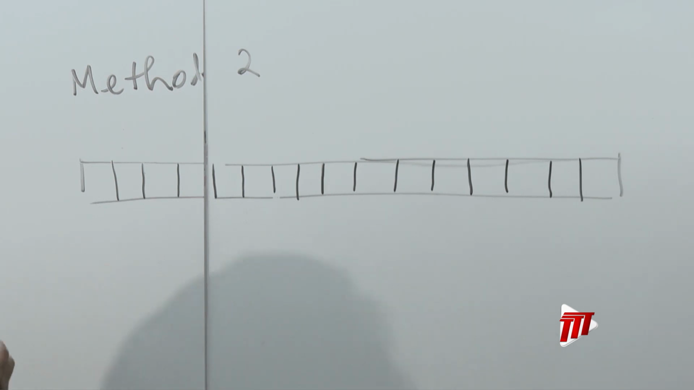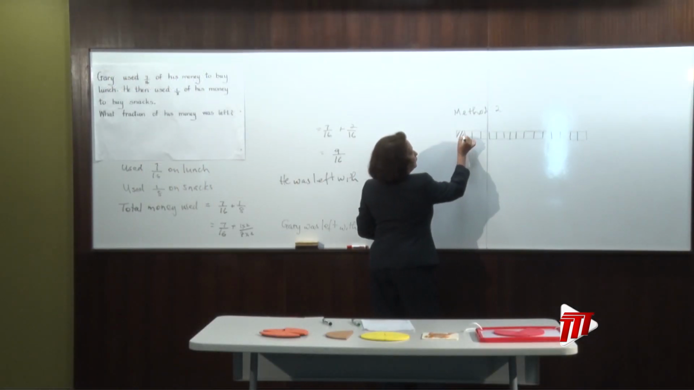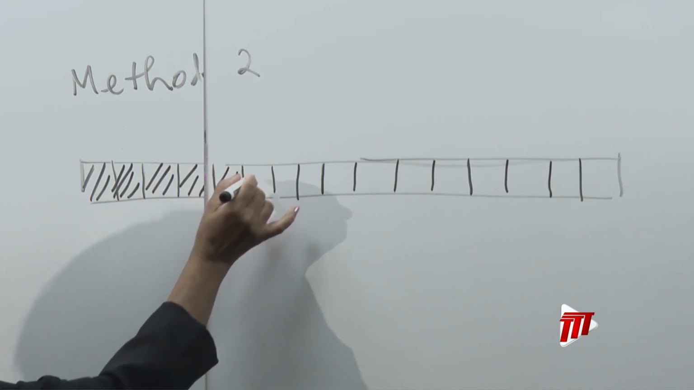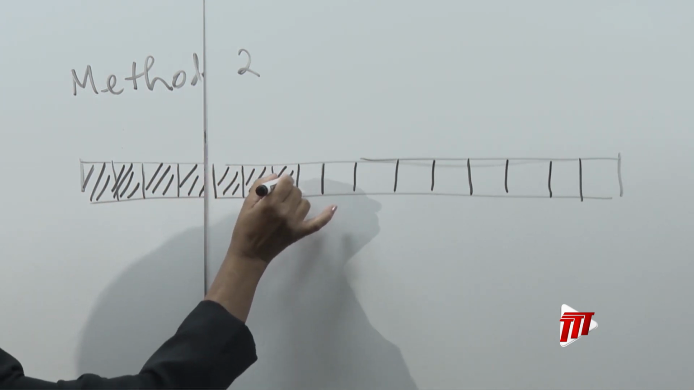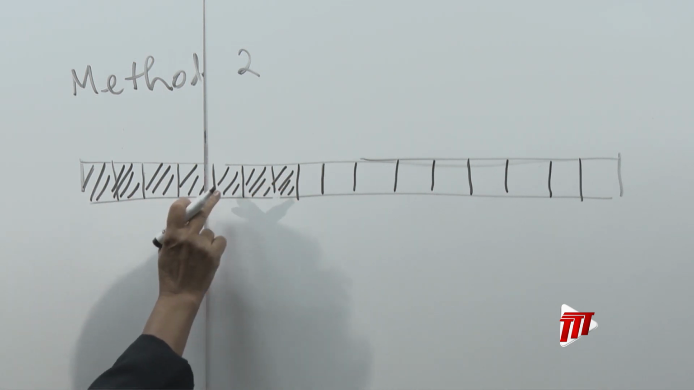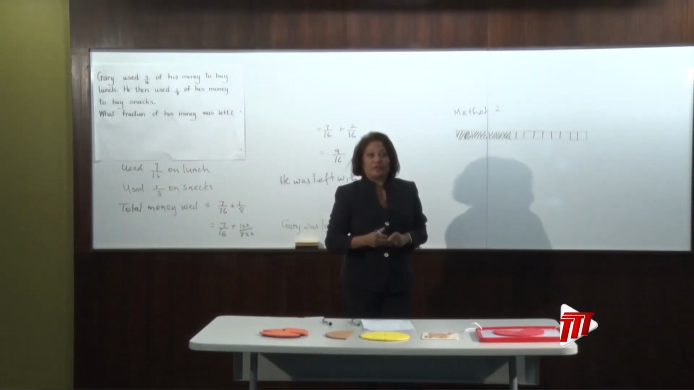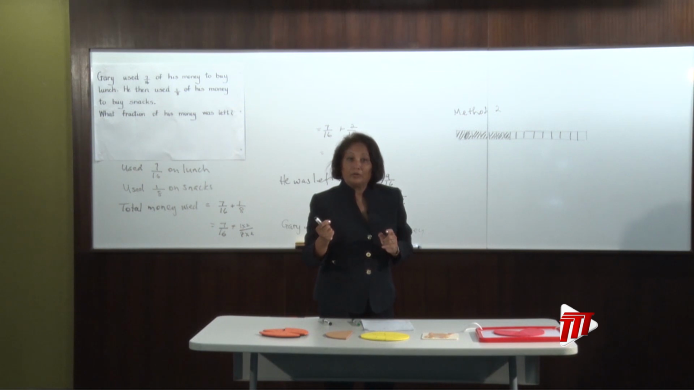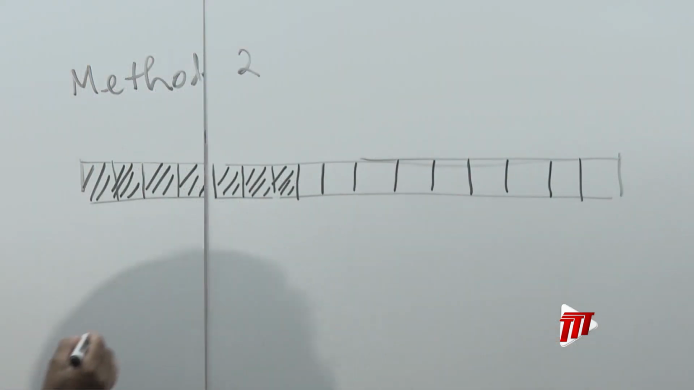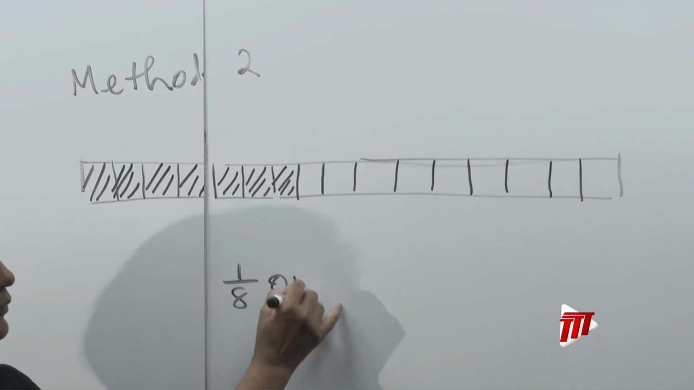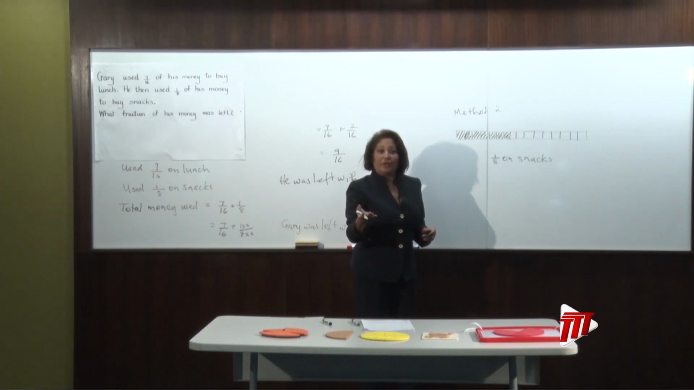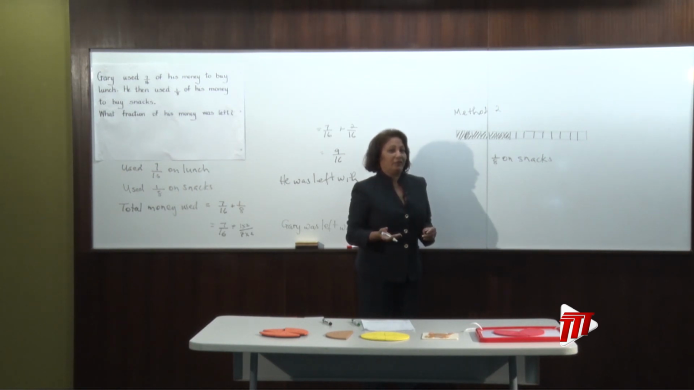Now, Gary used 7/16, so what we're going to do is shade the 7 that he used to buy lunch. 1, 2, 3, 4, 5, 6. 1, 2, 3, 4, 5, 6, 7. That is your 7/16. Once you've gotten your 7/16, now we're looking at how much he spent on snacks. He spent 1/8 on snacks. But our bar was divided into 16ths. So how many 16ths would make 1/8?